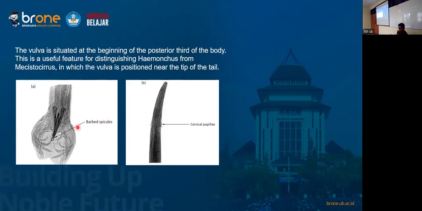They have barbed spicules in Haemonchus here, and they have cervical papillae, like the figure in the previous slide that I showed to you.